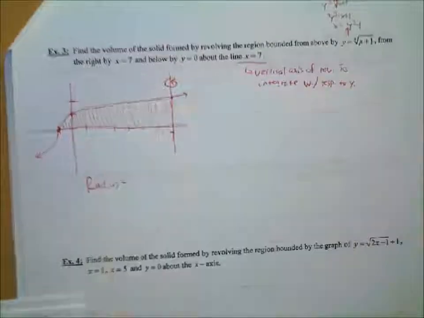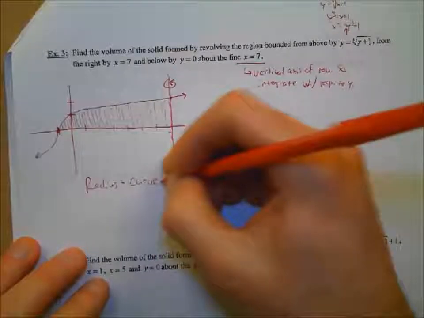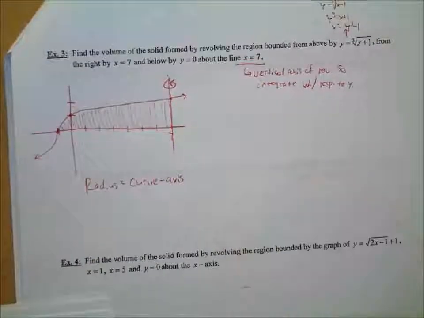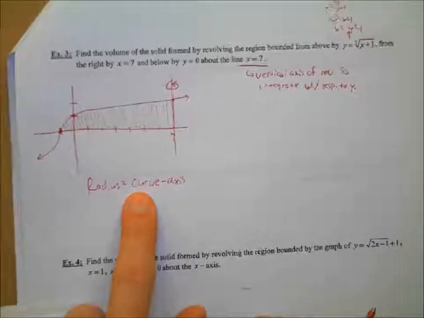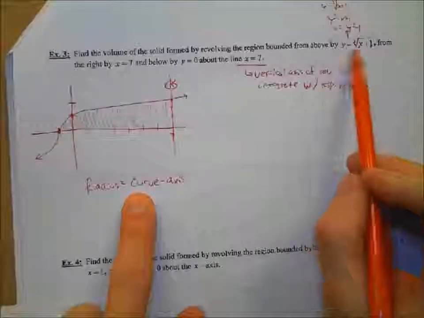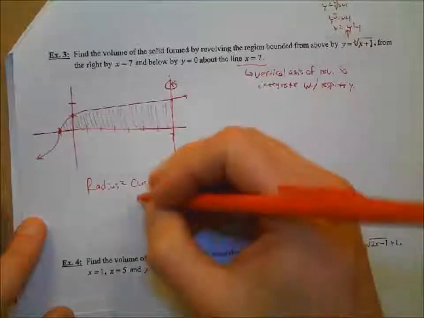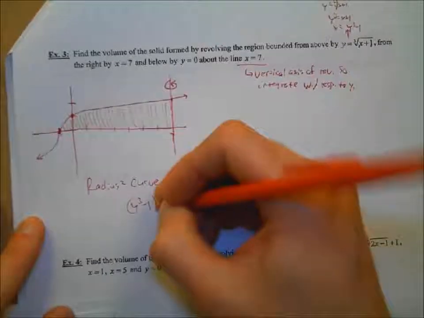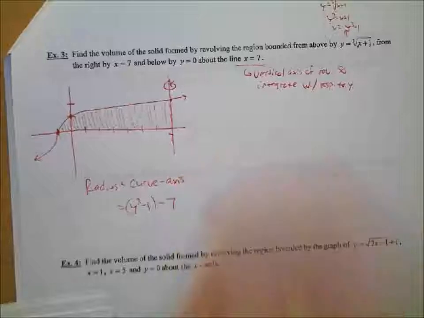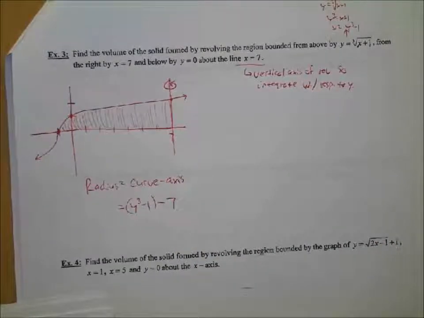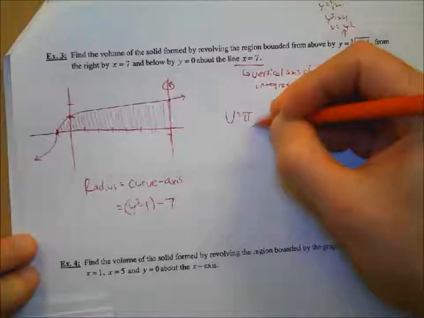Remember, our radius: we're going to do curve minus axis here. So our curve is y equals cube root of x plus 1, but because we need to be with respect to y, we're going to use x equals y cubed minus 1. So y cubed minus 1 minus 7, our axis there. And so then the volume is pi times the integral.